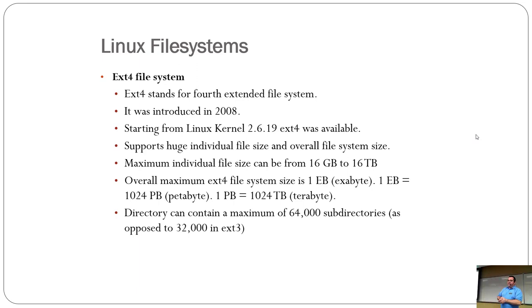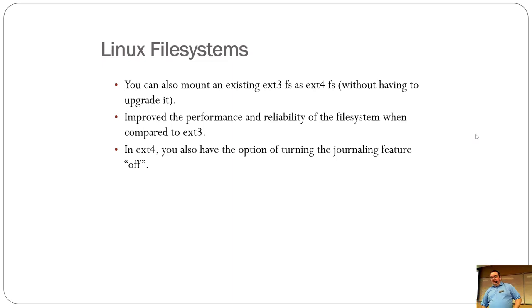And you can have up to 64,000 subdirectories as opposed to 32,000. They basically took everything and doubled it. And you can mount an EXT2 file system and turn it into EXT4. Again, it'll go straight up, upgrade in place. It picked up better performance. It was a lot faster than EXT3. They improved how the journaling worked.